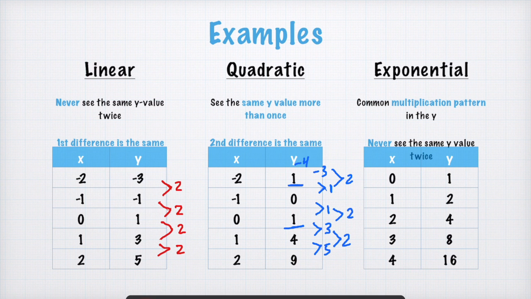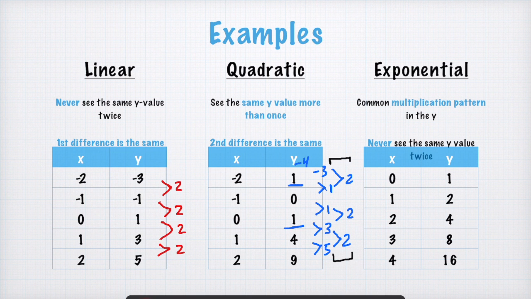And you'll notice here, our first difference is all wacky. It gets really big. Here, you notice our second difference, this is what we're going to call our second difference. This is all the same. It's all 2. So when our second difference is the same, that means quadratic. When you see the same y value more than once, it also hints towards quadratic.